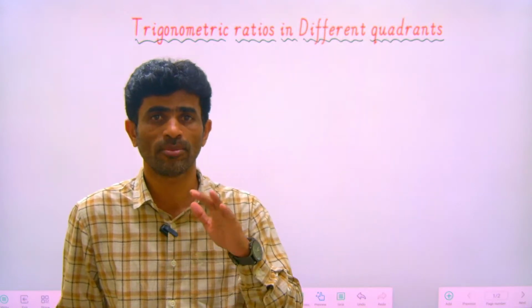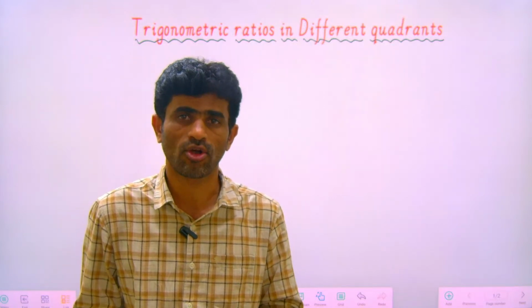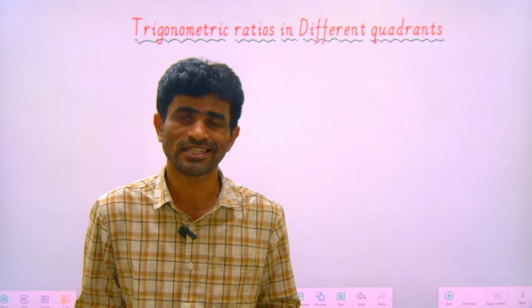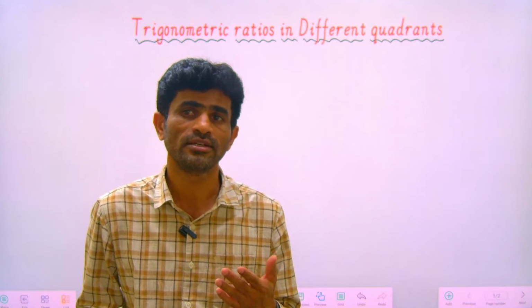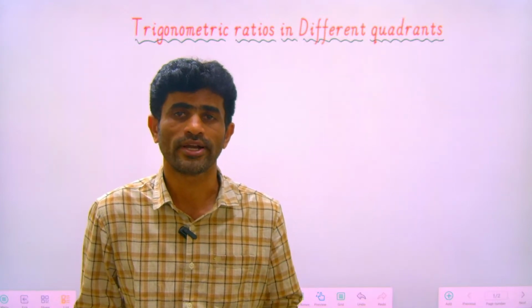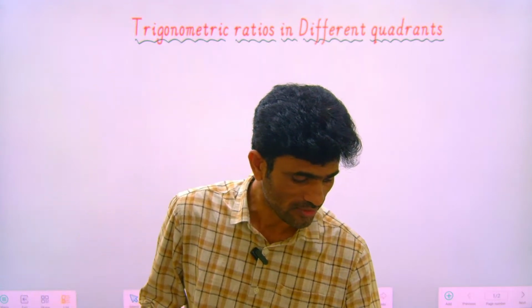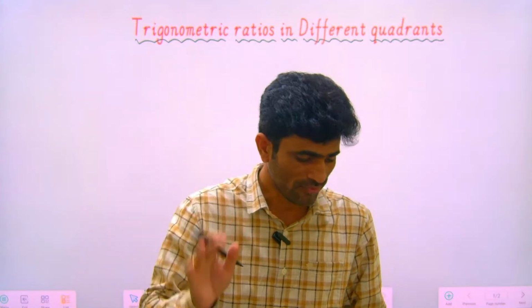Now, the trigonometric ratios we have seen in 10th class: sine theta, cos theta, tan theta, cosec theta, secant theta, and cot theta. These 6 trigonometric ratios, how they vary, how they will be different in different quadrants, that we are going to discuss today.